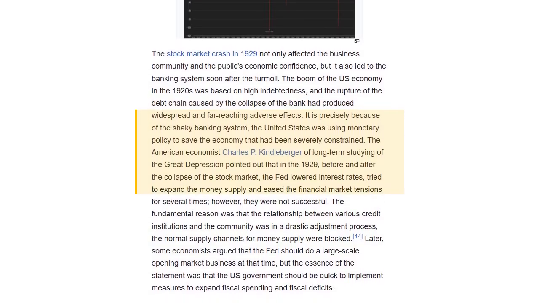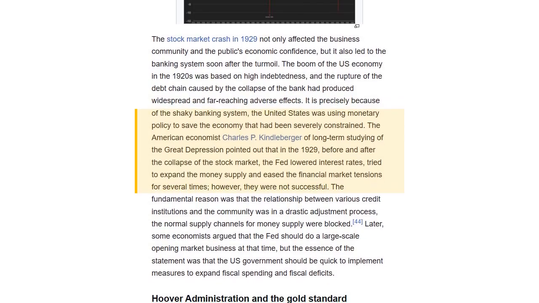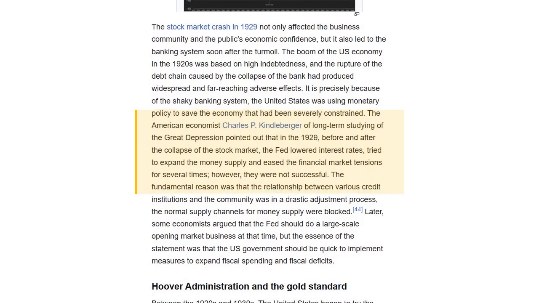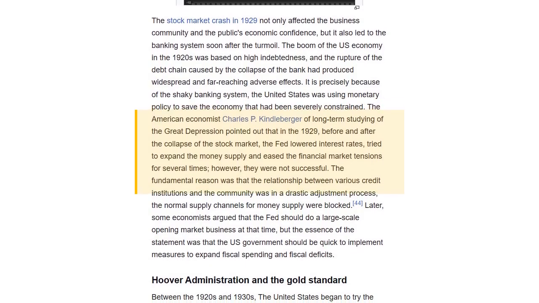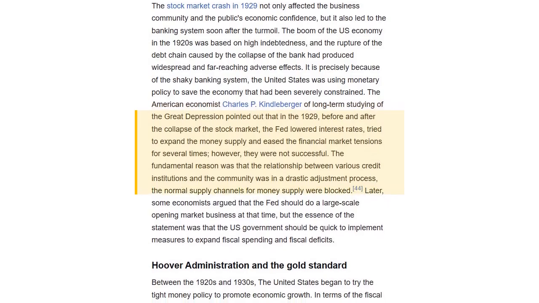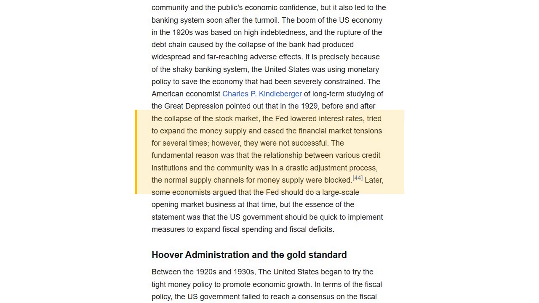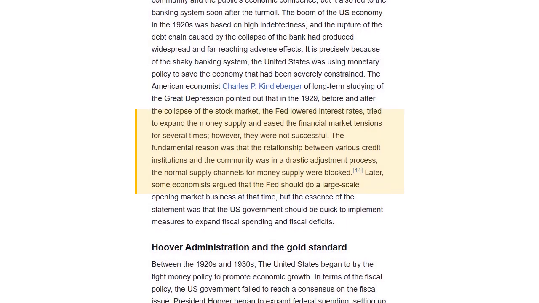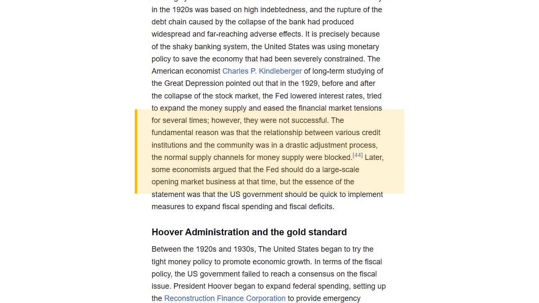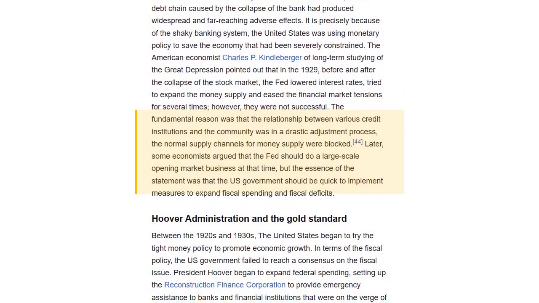The American economist Charles P. Kindleberger, of long-term studying of the Great Depression, pointed out that in 1929, before and after the collapse of the stock market, the Fed lowered interest rates, tried to expand the money supply, and eased the financial market tensions several times. However, they were not successful. The fundamental reason was that the relationship between various credit institutions and the community was in a drastic adjustment process. The normal supply channels for money supply were blocked.